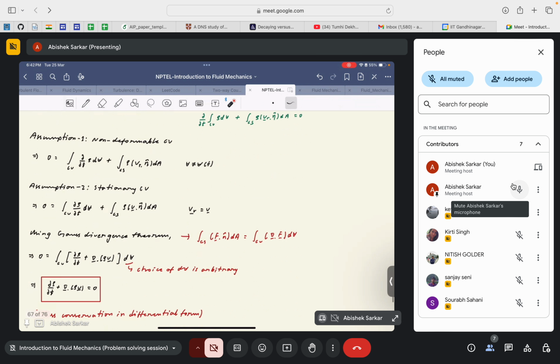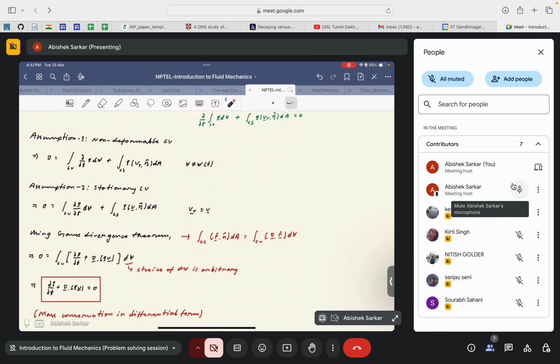Now let us take a second assumption, that is a stationary control volume. Most of the essential engineering control volumes that we will deal with in your study or work will primarily be stationary control volumes. For example, say flow through a pipe, flow through a bent elbow, or say you're modeling a boiler.